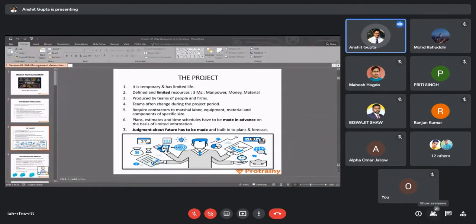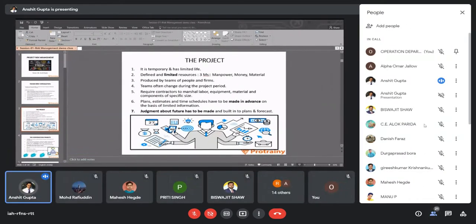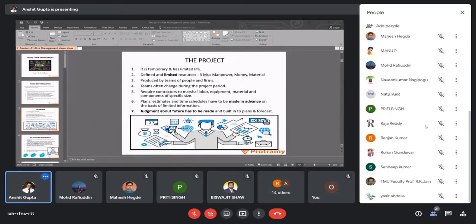Yeah, so that's the 7-point judgment about the future that has to be made. And on all these 7 points we need to consider the characteristics of the project. Now, what are the characteristics of a construction project?